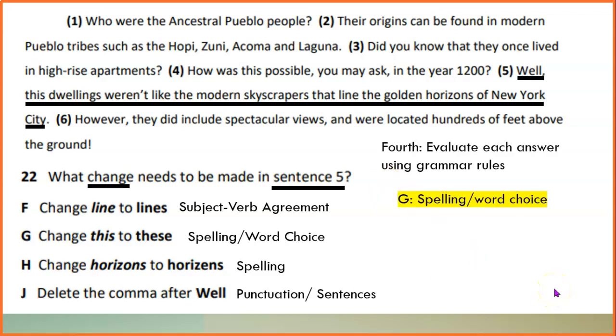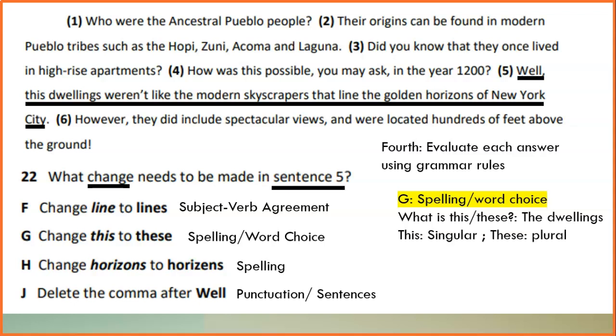The next one is a spelling or a word choice. So what is this or these referring to? Well, dwellings. Dwellings is a place where somebody dwells or where they live. Dwellings is plural. So does it make sense to say this dwelling or these dwellings? This is singular. These is plural. Since dwellings ends in an S, it's plural. So G might be the right answer. But I still have to check my other answers.